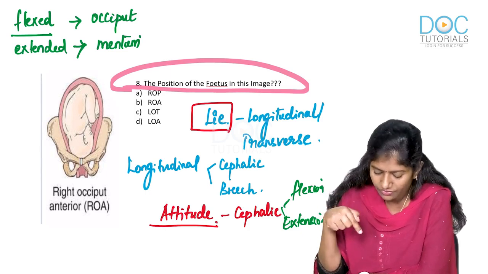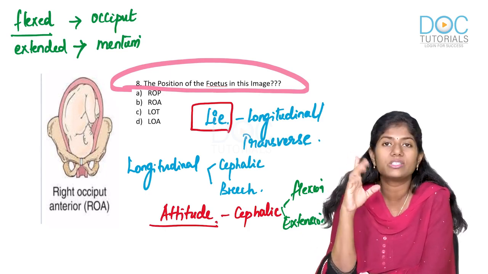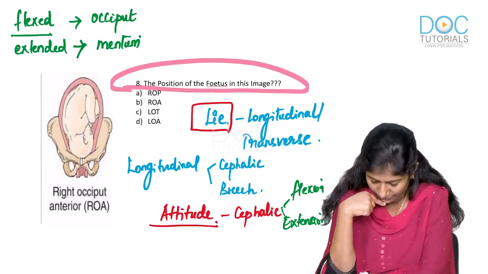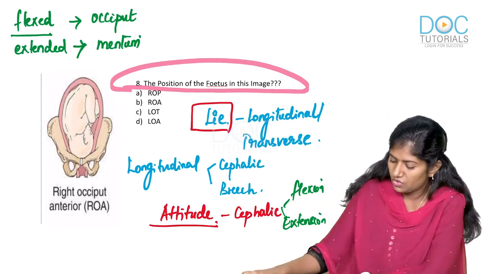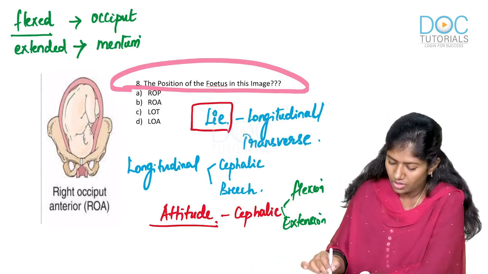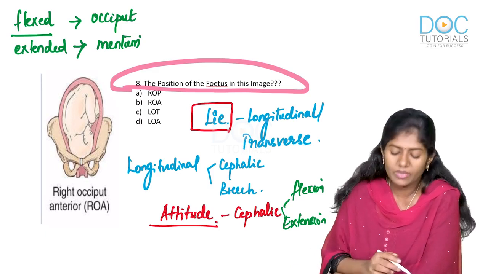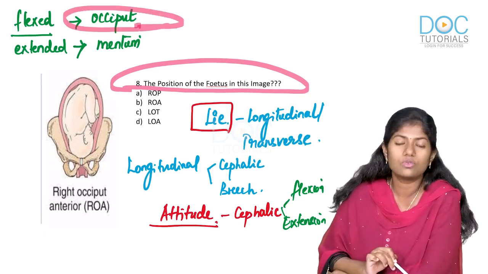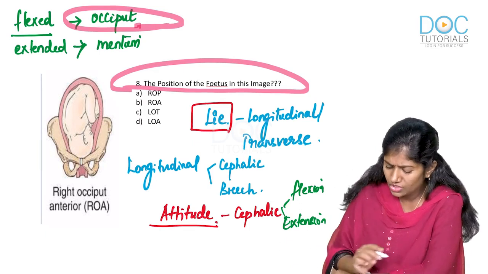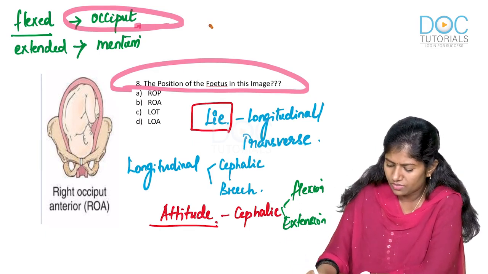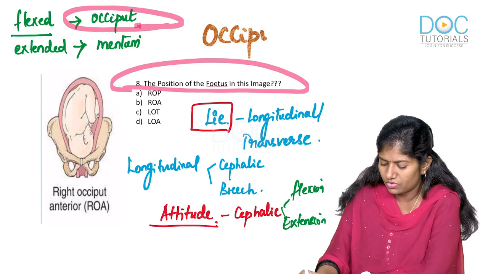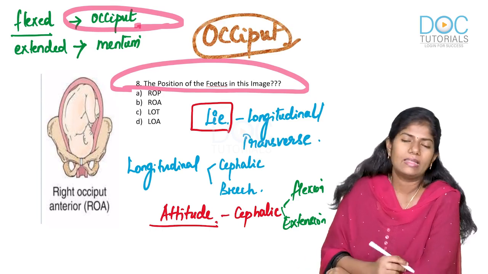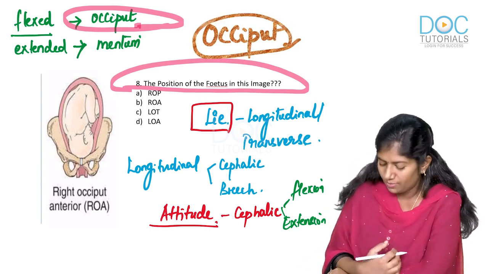Now see the attitude of the head. Attitude is flexion or extension. The baby's head is nicely flexed. So now ultimately you have come to a conclusion on which denominator to choose here. The denominator that you will choose is occiput. The next job is to identify the position.